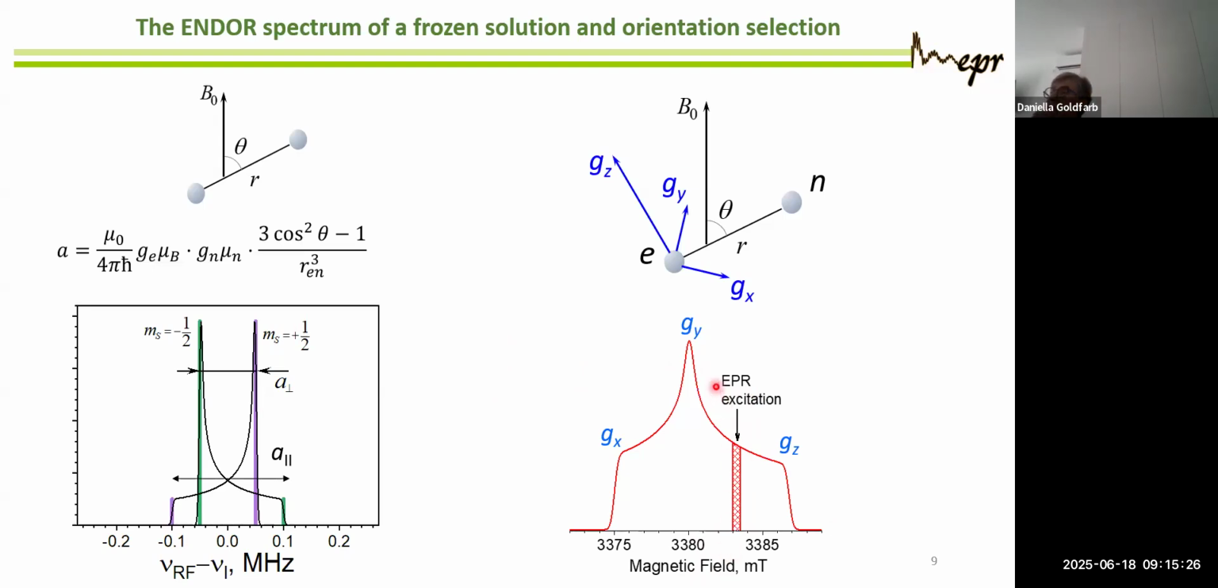In this case, you don't excite all thetas, and you get what you call orientation selection. If you measure here, you will have a different set of thetas than if you measure here, and this will give you different spectra. It means that you need to collect all of them if you want to get the right distance.